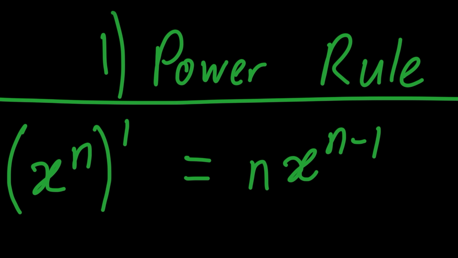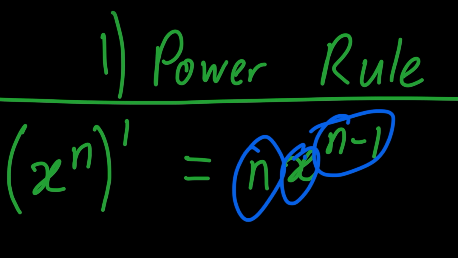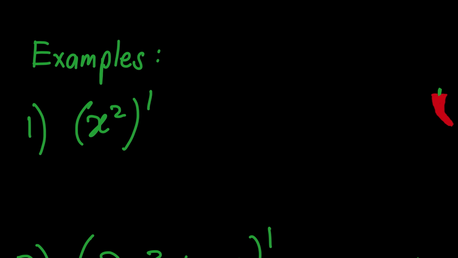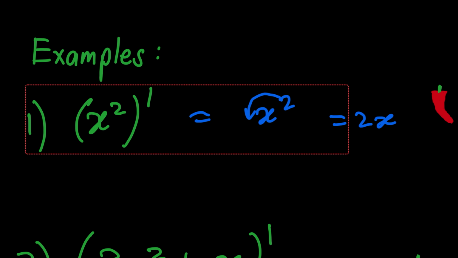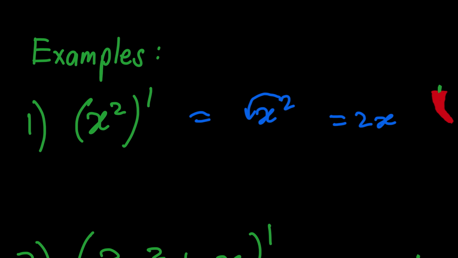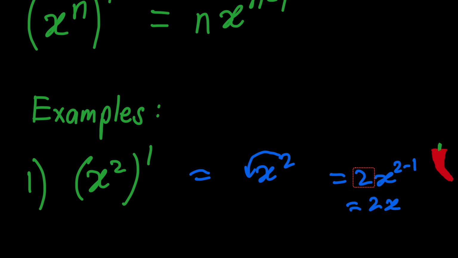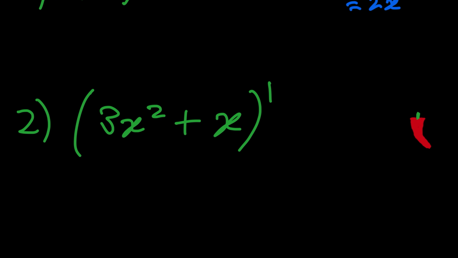Starting with the power rule. The power rule says that the derivative of x to the power of n will always be n times x to the power of n minus 1. What I mean by that is if I were to take the derivative of x squared, I bring my 2 down here, so it becomes 2x, and then I subtract 1 from my power, so it's 2x times x to the power of 2 minus 1, which is just 2x. So that's the power rule.